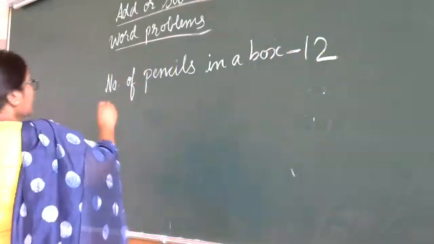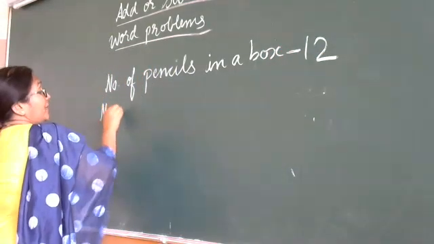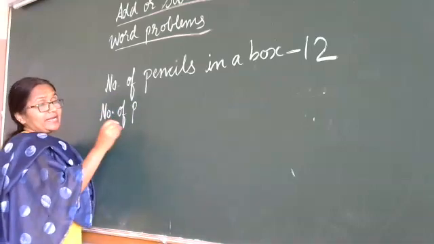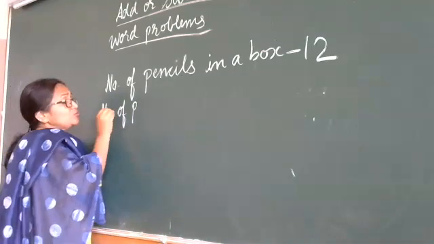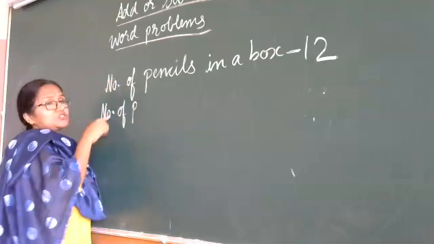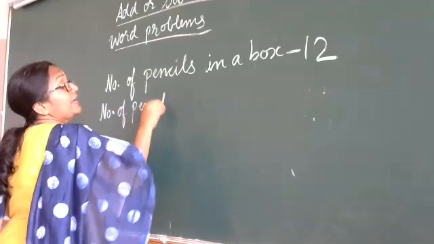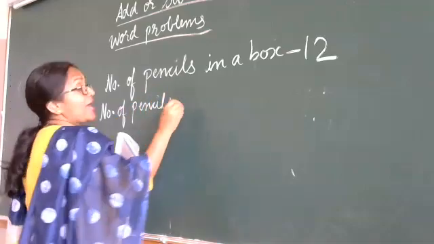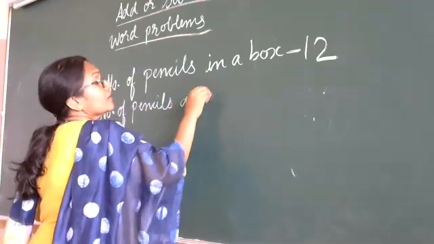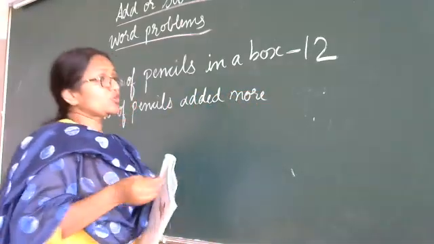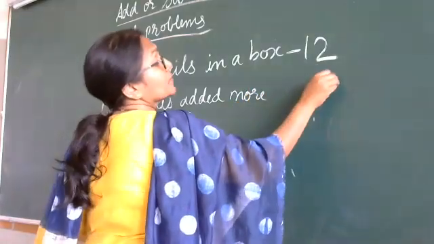12. So number of pencils, see, number, NO is the short form. It is number means NO, and you have to put the dot. Number of pencils added. See the story, added more to the box. What do we need? 4.